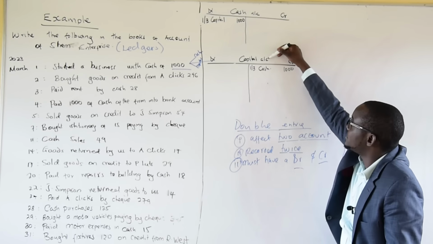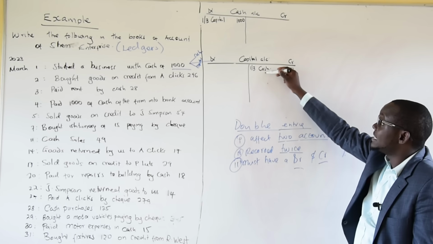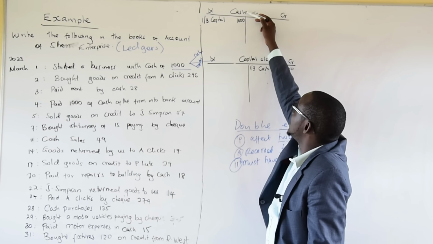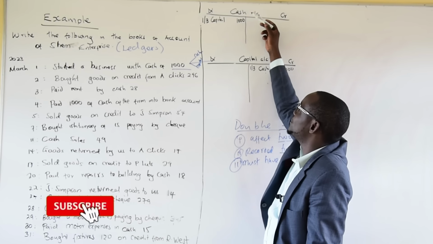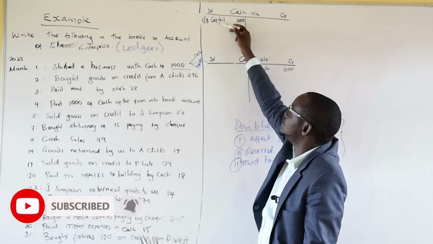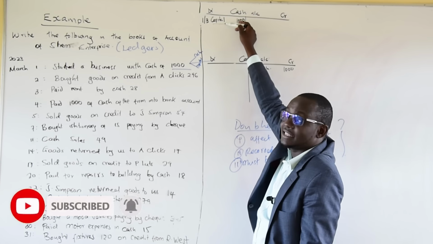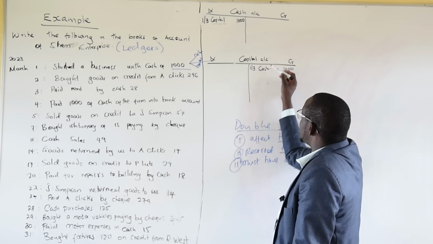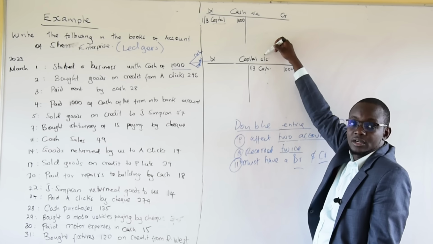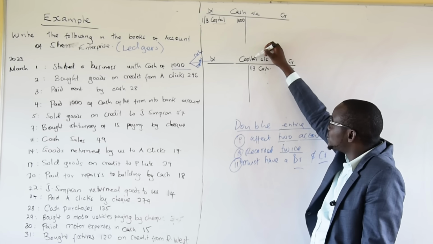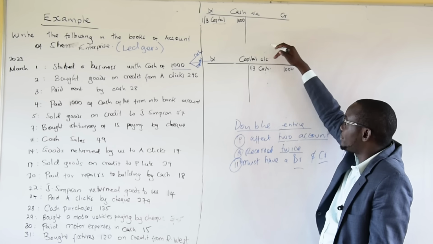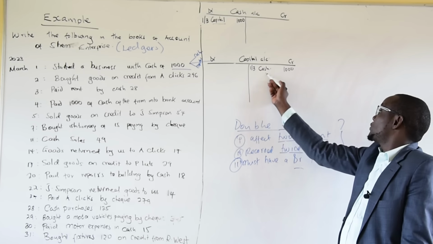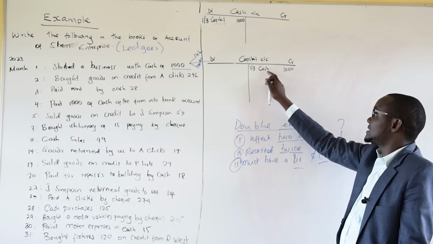The account is what is written on top. What is written inside is a narration. The account here is cash. What is written here is a narration. Do not confuse between this and this. What is inside here is narration. The account is actually what is written on top. This is a capital account. It is not a cash account. You look at what is written on top. This was just a narration.